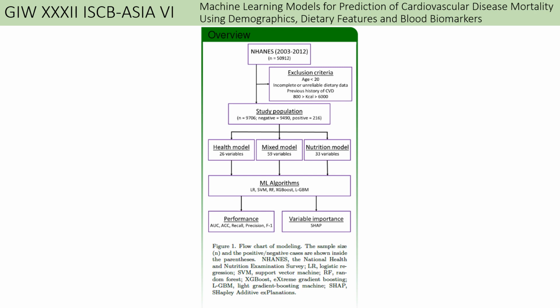We chose 5 machine learning models for our analysis: logistic regression, support vector machine, random forest, XGBoost, and light GBM. Their performance was assessed using metrics like area under the curve, accuracy, recall, precision, and F1 score. To understand the influence of each variable, we used SHAP values. This method helped identify key factors contributing to cardiovascular risk in our models.